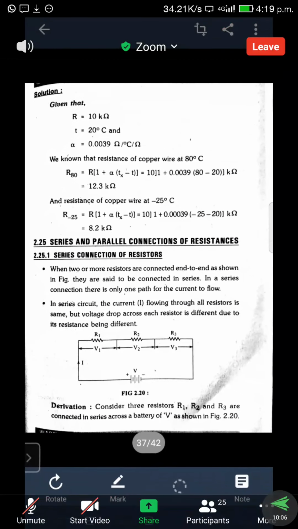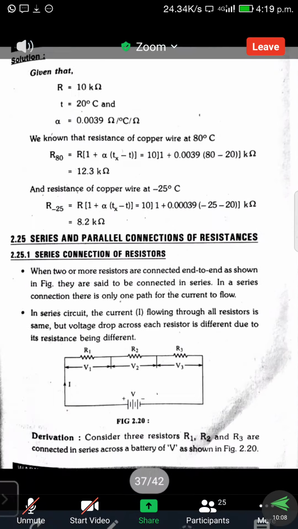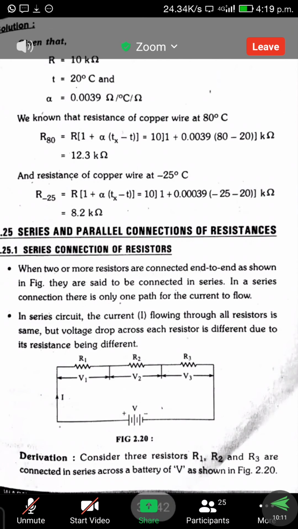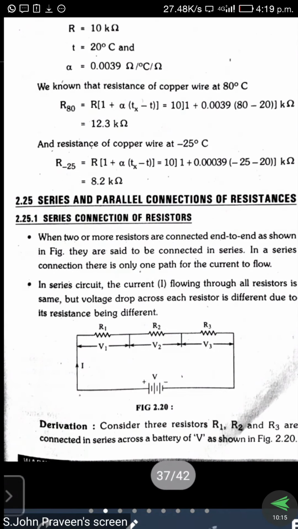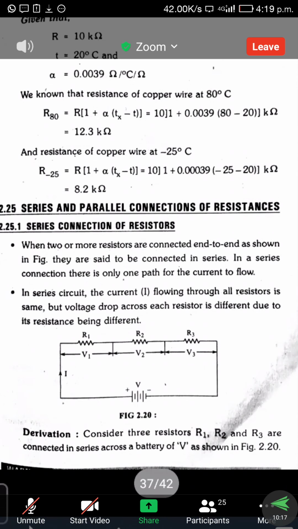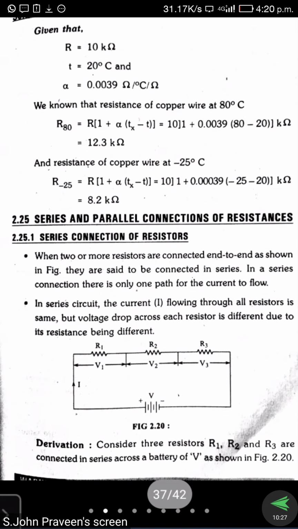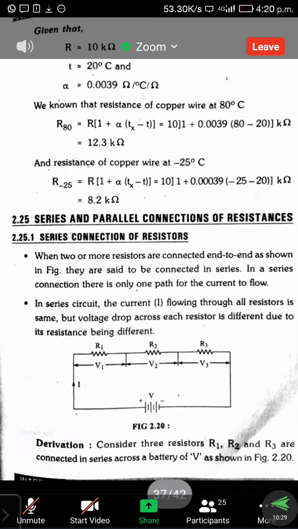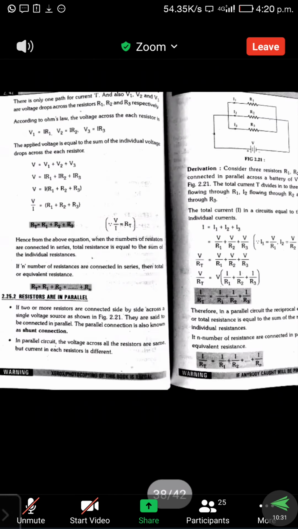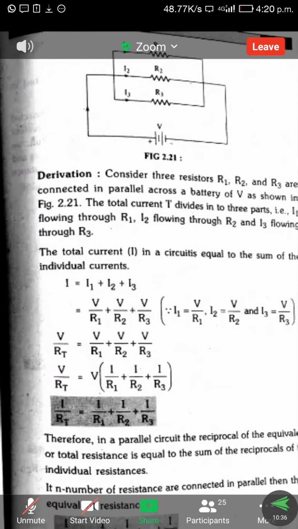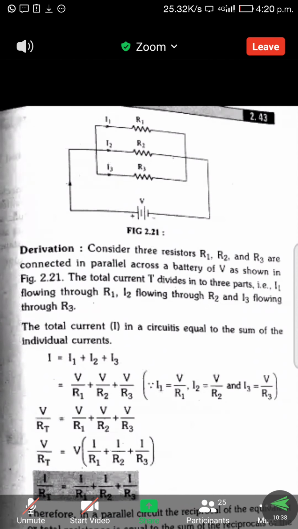Next is series connection and parallel connection. Series connection is nothing but the second end of one terminal is connected to the first end of another terminal. This process continues, and that is what we call a series connection. No need to remember everything, just remember the formula and the definition. The formula is R total is equal to R1 plus R2 plus R3 up to Rn.